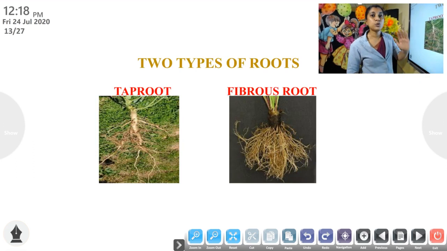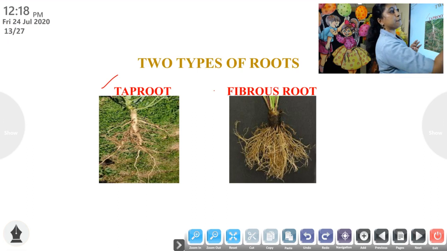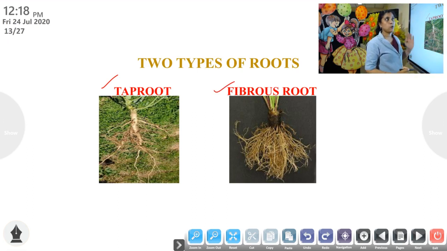Next is about the 2 types of root. There are 2 types of root system: taproot system and fibrous root system. What are the 2 types of root? Taproot. See the spelling? T-A-P-R-O-O-T. Taproot. And fibrous root? F-I-B-R-O-U-S. So which are the 2 types of roots? Taproot and fibrous root. See the picture? You can see some differences, right?